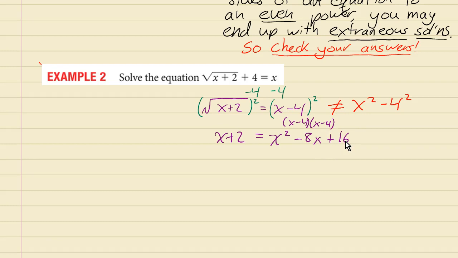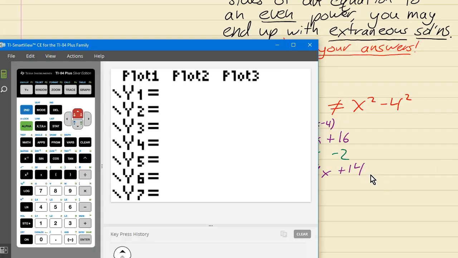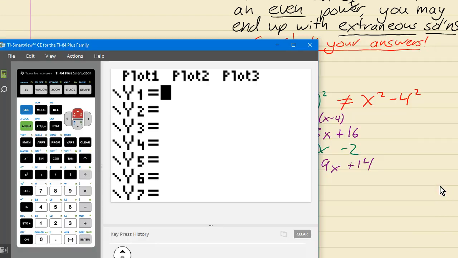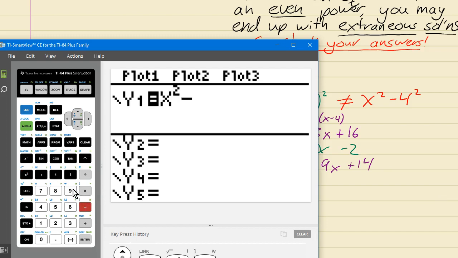So now let's get 0 on one side to try to solve this quadratic equation. So that gives you 0 equals x squared minus 9x plus 14. And from there, you could solve this by factoring, or you could use a quadratic formula, or you could try completing the square. Or instead, let's just try solving it with a calculator, because that's an important thing to know how to do. So we're going to graph x squared minus 9x plus 14.